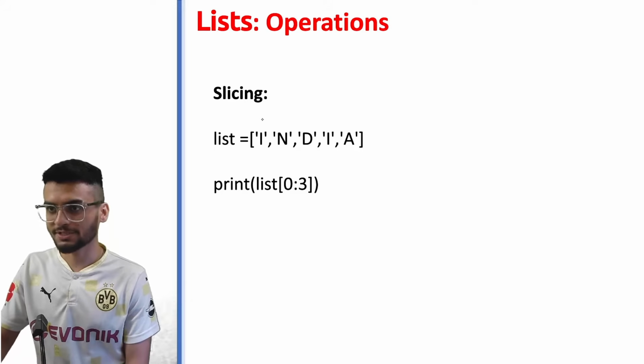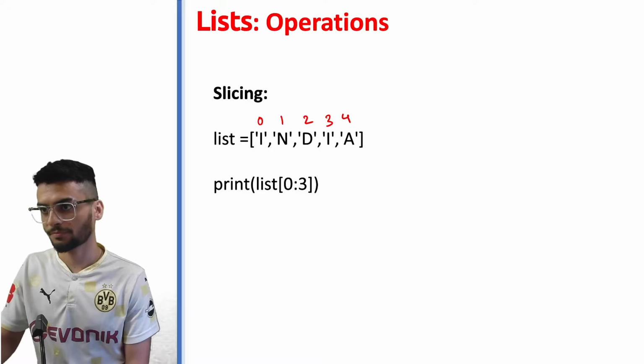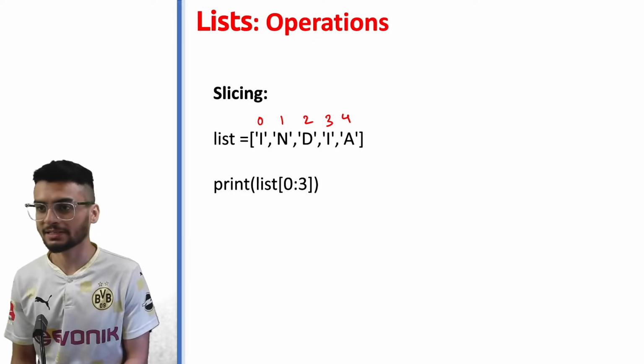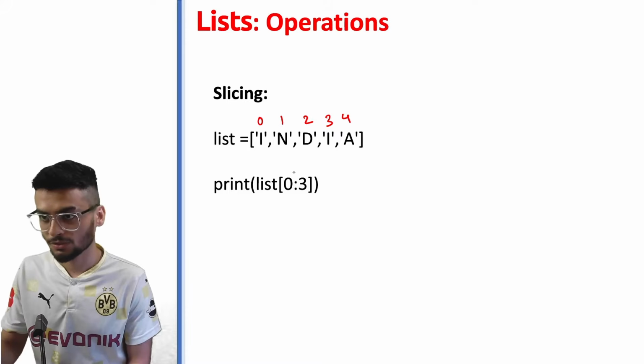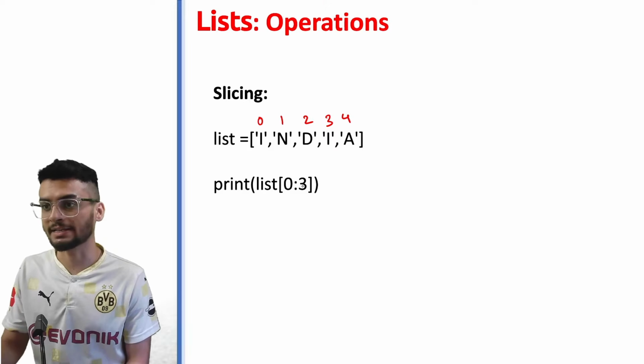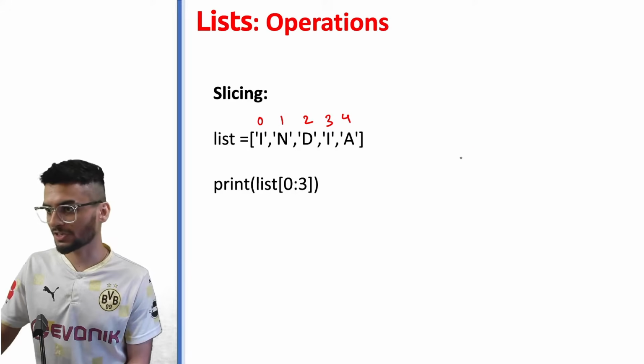Before we start the question, let's just write the index first. Here I have written all the indexes. Now what I am trying to print is the list from 0 till 3. So let me tell you how this function works.